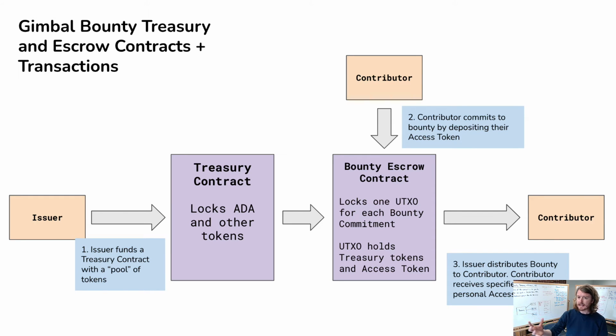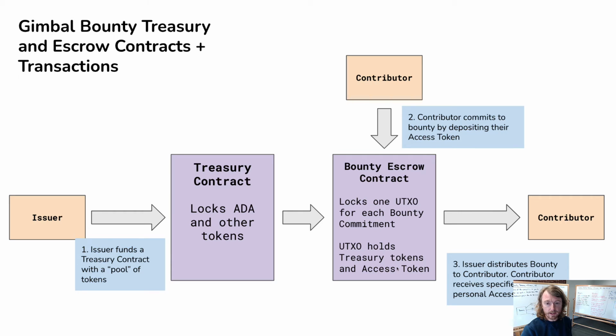Whatever the case, if a contributor holds an access token, the Plutus contract is going to allow them to unlock funds from the Treasury and deposit a portion of those funds at the bounty escrow, where one UTXO will sit locked for each individual bounty commitment.